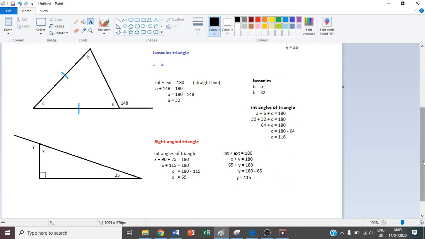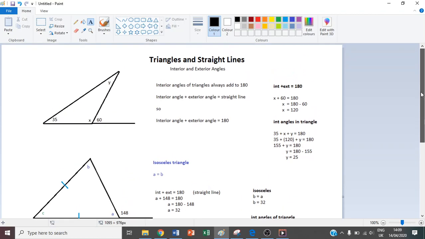Remember, there's only really two rules that you need to know about this. That's that the interior angles of the triangle always add to 180. The interior angle and exterior angle make a straight line, so the interior angle and the exterior angle add to 180 at any one point around the triangle.